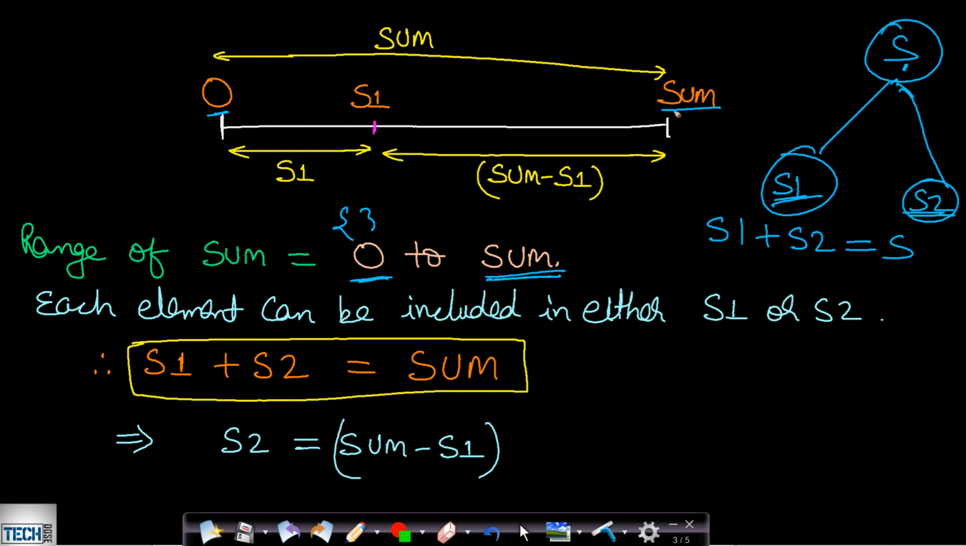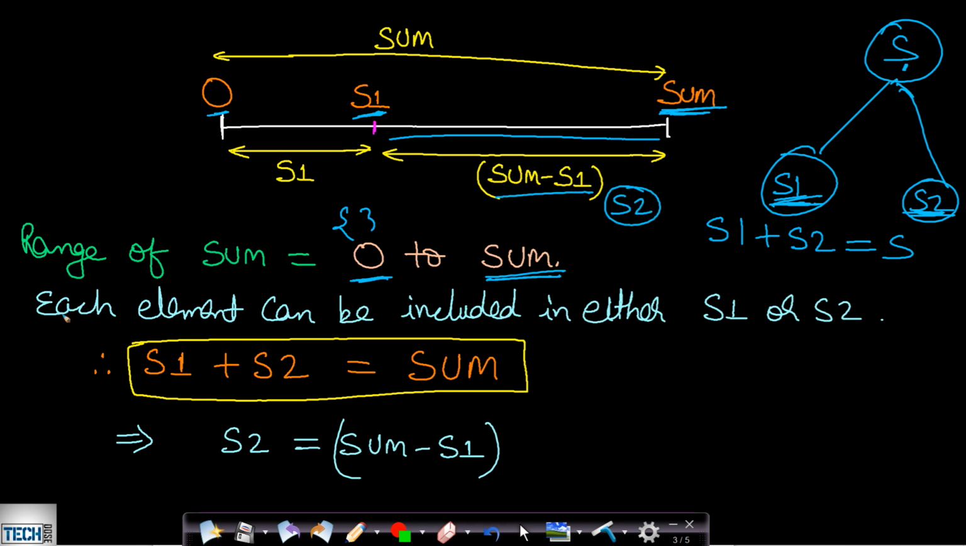Since your maximum value is sum, which is the sum of all the elements in the array, if one subset sum is equal to S1, then the other subset sum will come out to be sum minus S1, which will be this rest value. So this is nothing but sum S2. I hope you are understanding this.